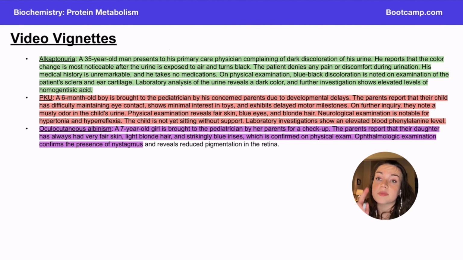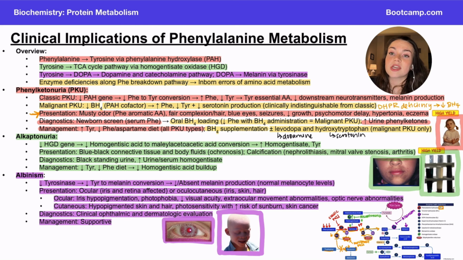And then the optho exam is going to reveal nystagmus, which remember was that abnormal beating of the eyes. It's an extraocular movement abnormality, and will reveal reduced pigmentation in the retina. So let's wrap this up. We've been talking about the clinical implications of phenylalanine metabolism.